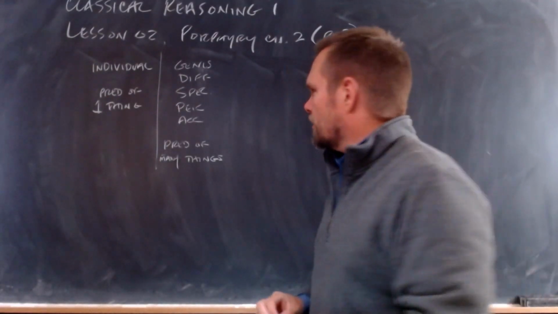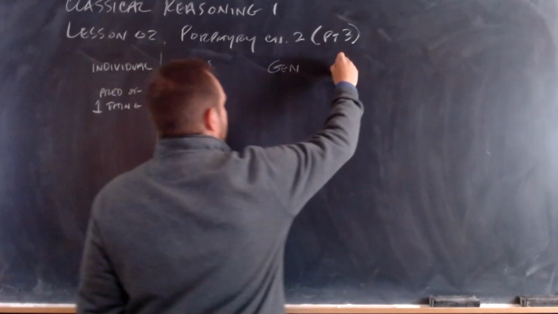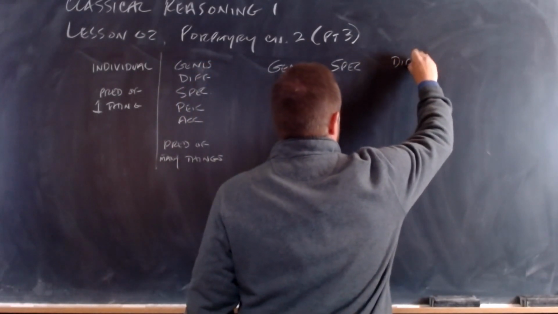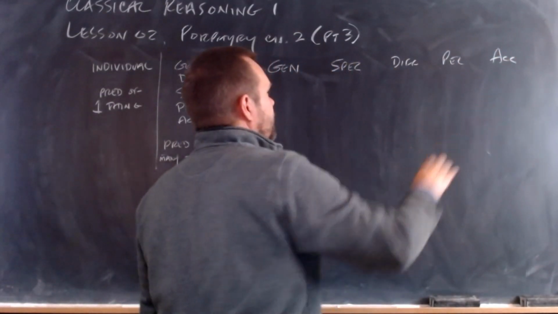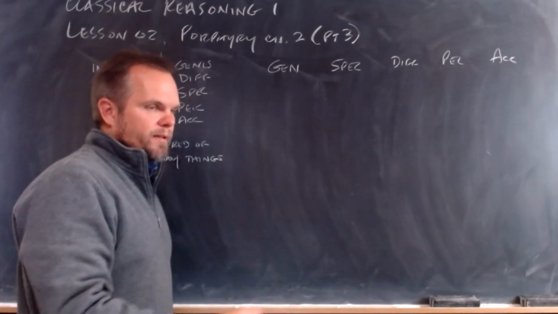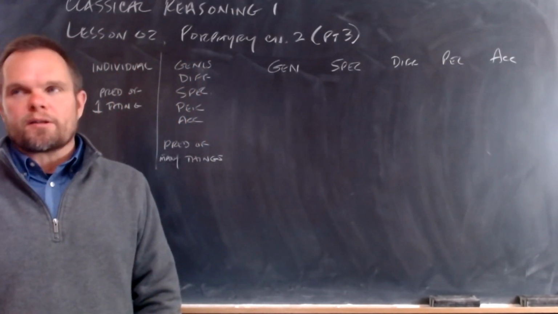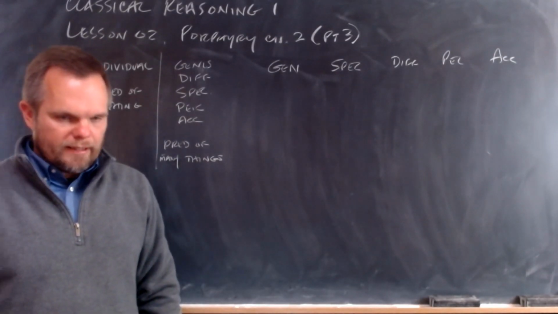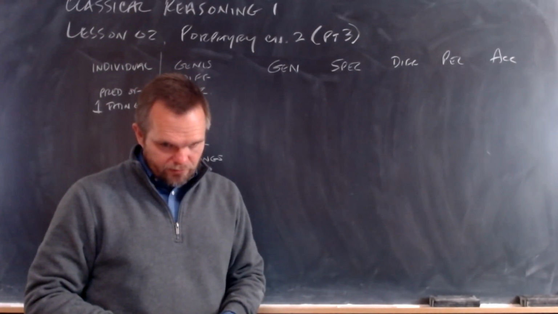But now what we're going to start doing is this. How does genus compare with species and with difference and with peculiarity and with accident? How do they compare and contrast? What do they have in common? How are they different? So this is what we're going to do pretty much for the rest of this book, is compare and contrast these 5 predicables. Okay? And we start right in that sentence that I just read.